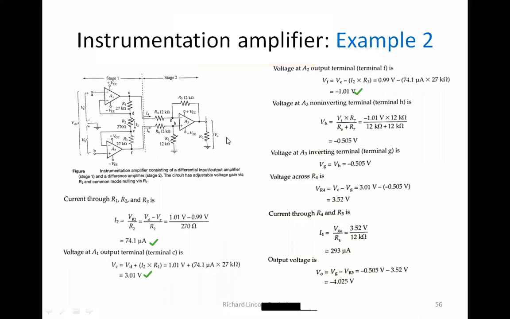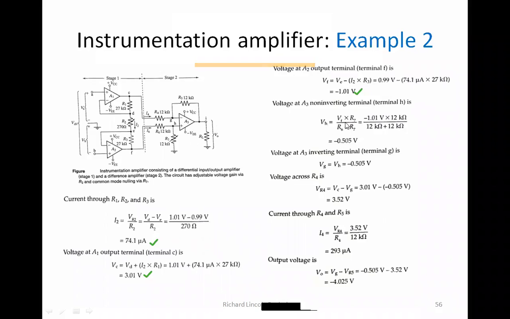The next step is to go with the next op-amp, which is A3. So I need to find out what VH is. Once I find out VH, that's going to be equal to VG, and once I have these inputs, it's going to be easy for me to calculate the output, because the resistance values are known to me, and the load value is also known to me, right?